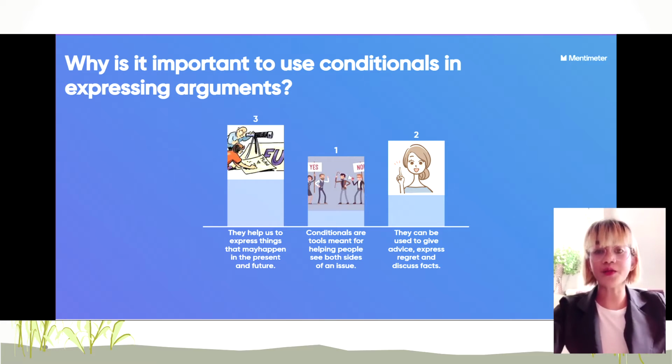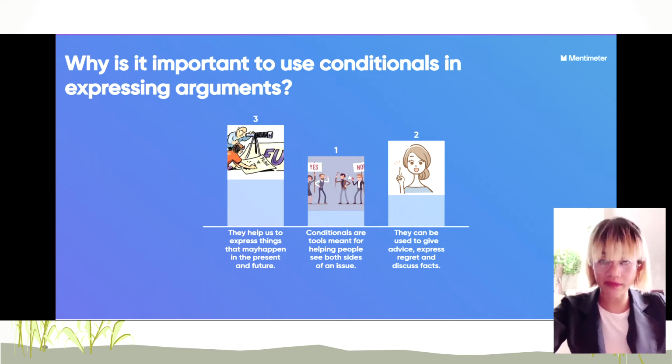So, class, remember that there is no wrong answer in this question, okay? I just want to know what comes to your mind when you hear the words conditional and argument. Because today, we will talk about conditionals in expressing arguments, okay?